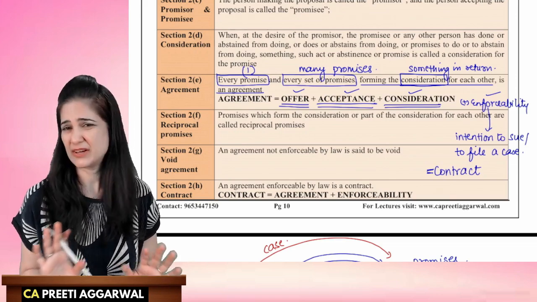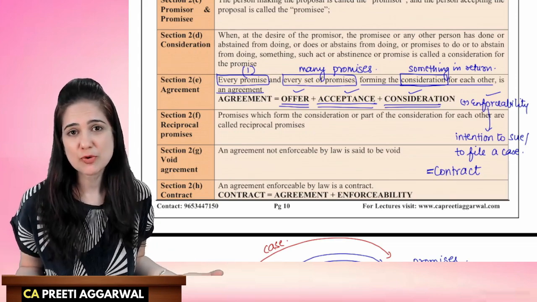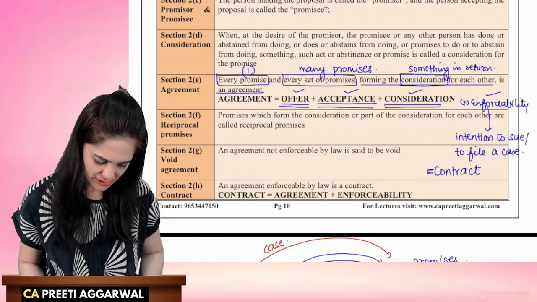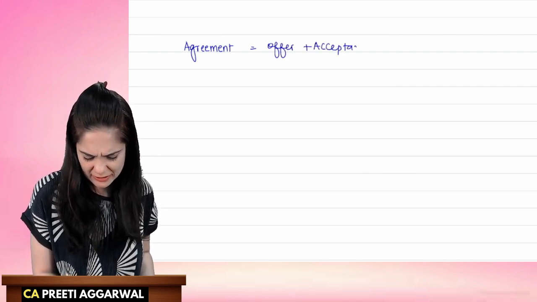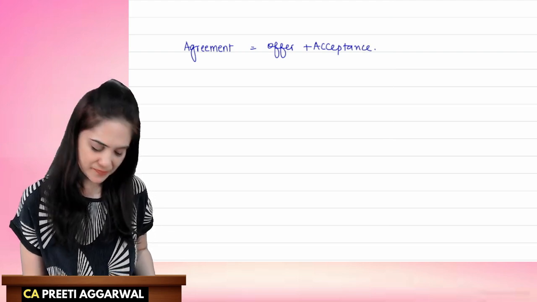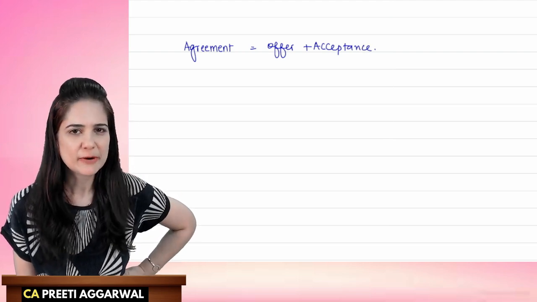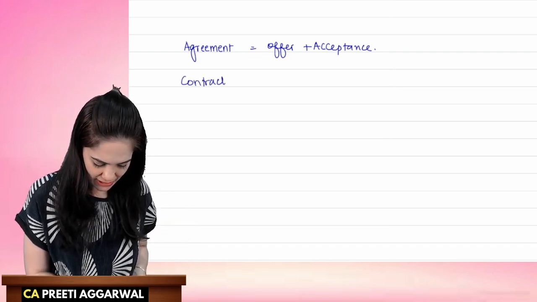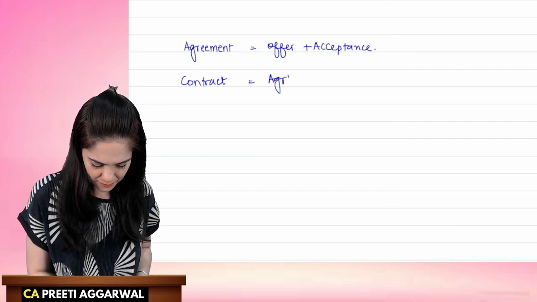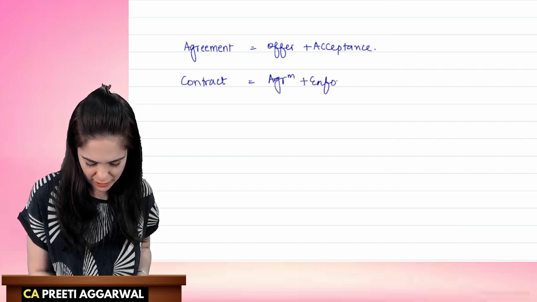Ma'am, this is very confusing for us. Can we discuss more examples? Of course, we will discuss more examples. But first, before we discuss, is this correct? Agreement is offer plus acceptance. Let's leave consideration for the time being, okay? Can I say agreement is offer plus acceptance? Yes. Can I say contract is nothing but agreement plus enforceability?